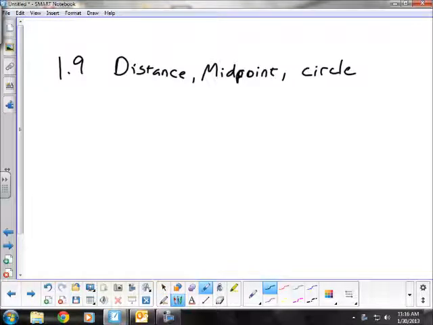1.9, distance, midpoint, and circle formulas. Not a whole lot in this section that's new. I'm going to remind you about some stuff, though, that you haven't seen in a while. The distance formula first.